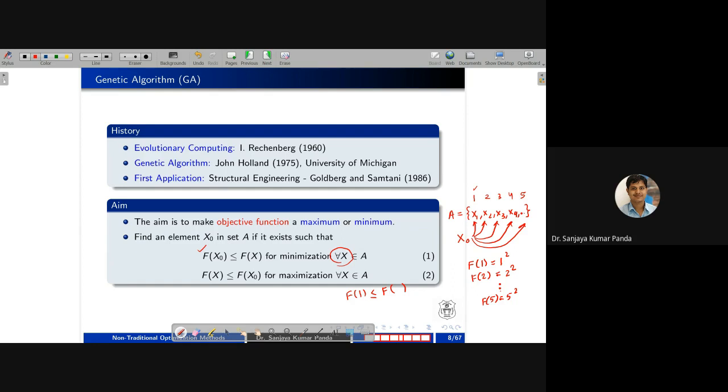On the contrary, if you go for a maximization problem, what you have to do is f of x is less than or equal to f of x0. So f of x means, suppose I take an element, let's say f of 5, right? F of 5 will give you the highest one. If there are 5 elements in the set, 5 square is 25, and that is the highest one. All other values, you take x1 or x2 or x3 or x4, that value is less than or equal to f of 5. So we can say it is a maximization problem because for all x belonging to A, this particular condition is satisfied, right? So in this way, you have to specify a minimization problem or a maximization problem.